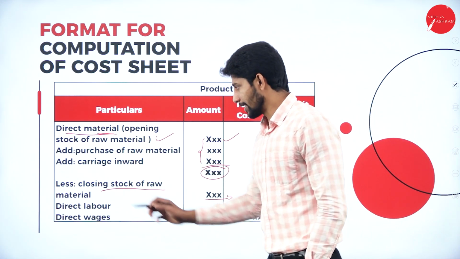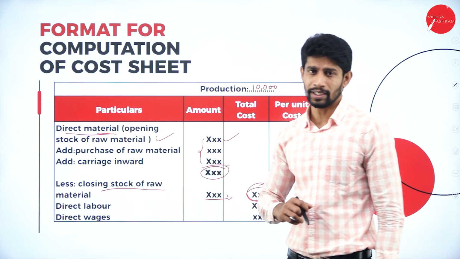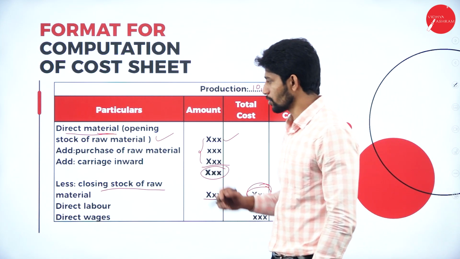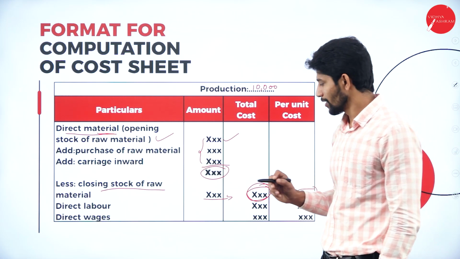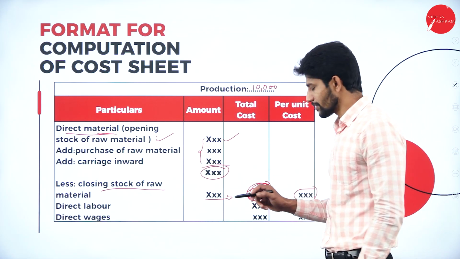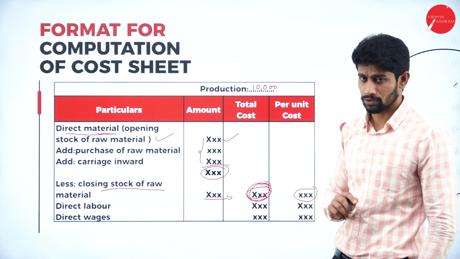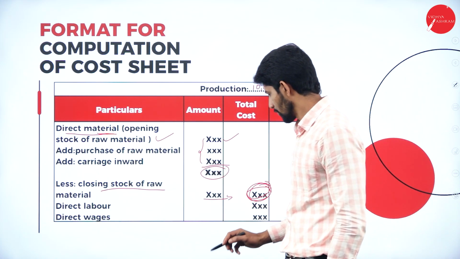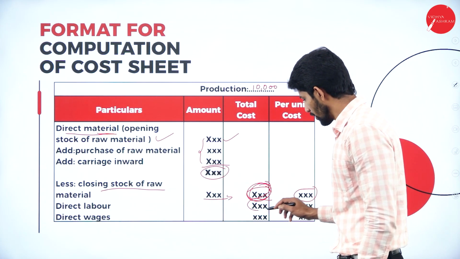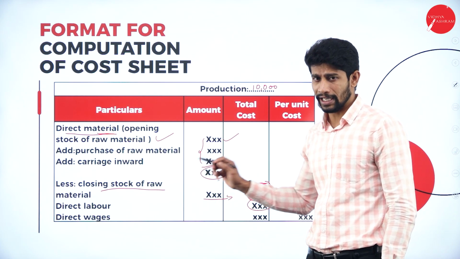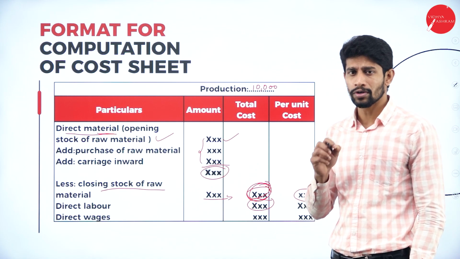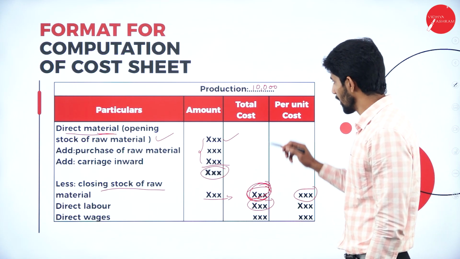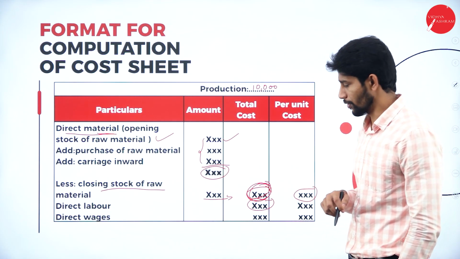Next, direct labor. So after computing direct material by adding opening stock of raw material, add purchase, add carriage inward, less closing stock, you are going to get some balance. This balance is called materials consumed. Next, direct labor. There will be no adjustment with respect to direct labor, so you are taking it in the total cost amount. If you want to know the per unit cost, again this value divided by number of units produced.